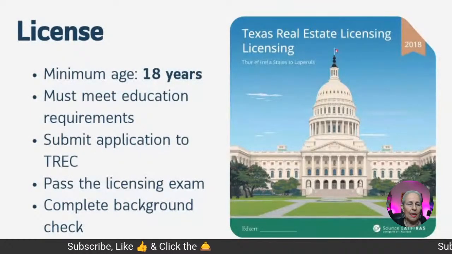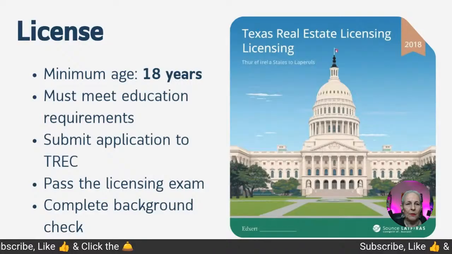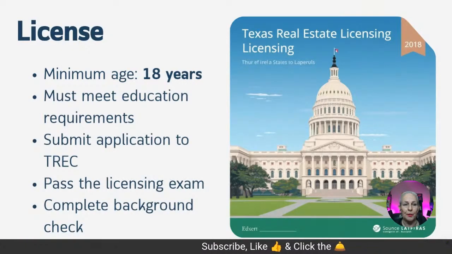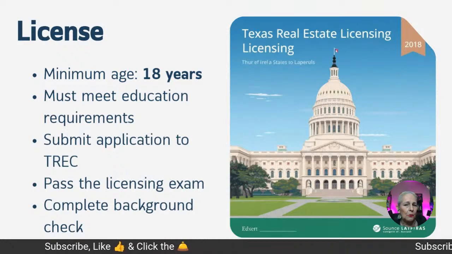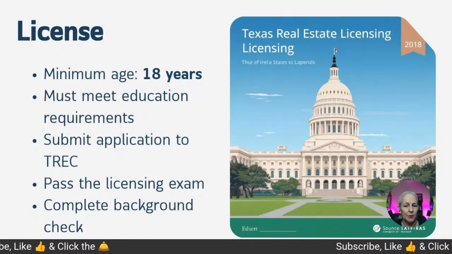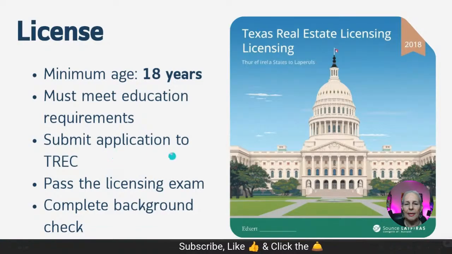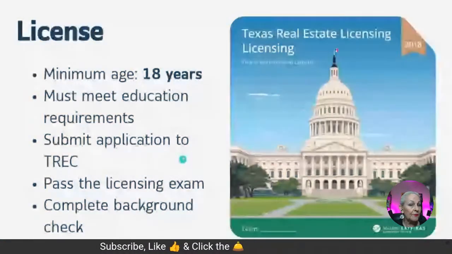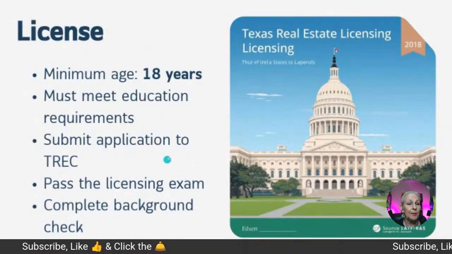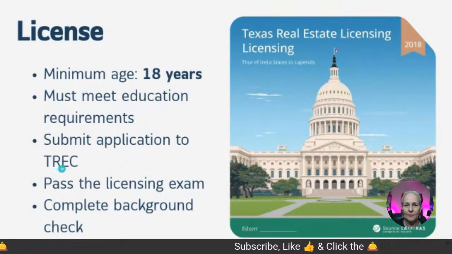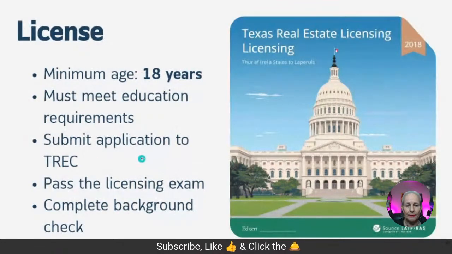Okay, so what is a license? What are you required to have? You must be at least 18 years old and meet education requirements. Here in Texas, it's how many hours? 180 hours. Once you do your 180 hours and you're getting ready for the exam, you want to submit your application to TREC. What is TREC? Texas Real Estate Commission.